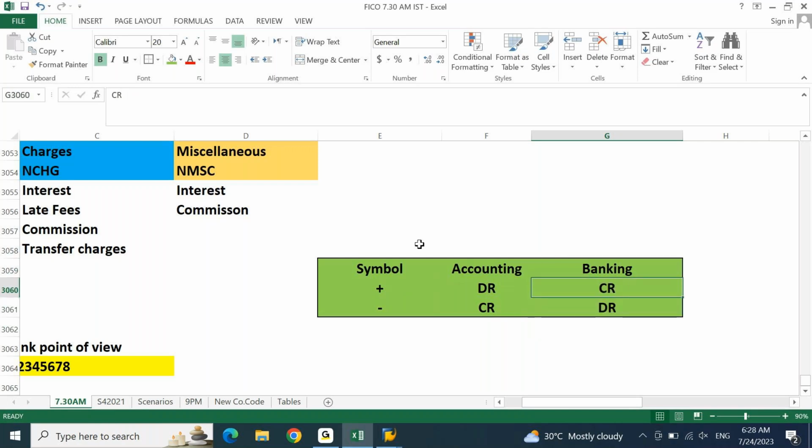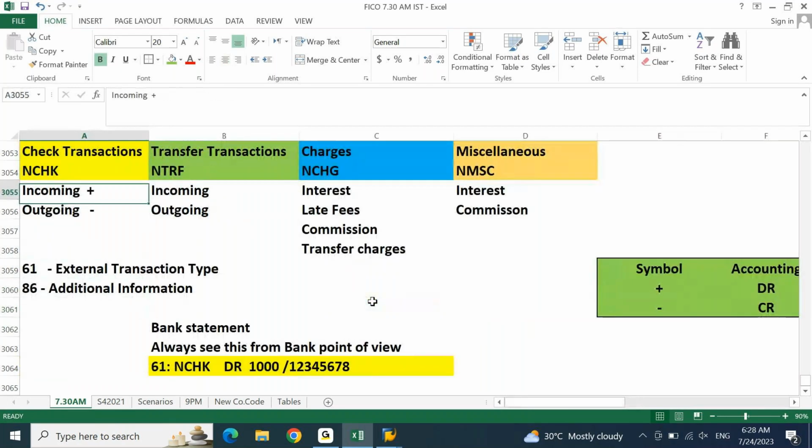Banking credit means plus, banking debit means minus. So here if you look at the NCHK, the same NCHK is going to have two points, plus and then minus. How do you determine plus? How do you determine minus? Based on the statement line 61 containing DR/CR. NCHK DR means a deduction, which means a check outgoing. Similarly, NCHK CR means addition, check incoming.